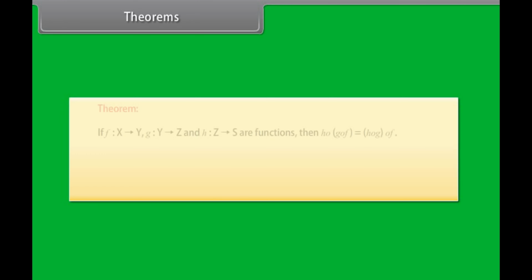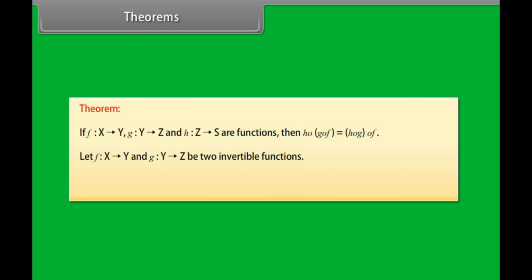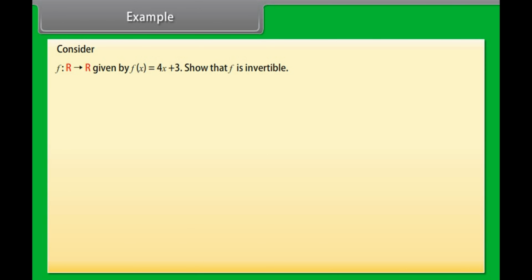Theorems. If function f from X to Y, function g from Y to Z, and function h from Z to S are functions, then h of g of f is equal to h of g of f. Let function f from X to Y and function g from Y to Z be two invertible functions. Then g of f is also invertible with inverse of g of f is equal to f inverse of g inverse. Example. Consider function f from R to R given by f of x is equal to 4x plus 3.